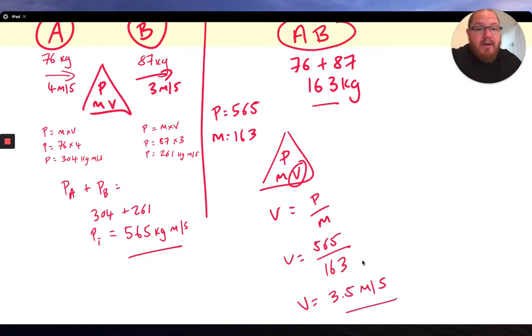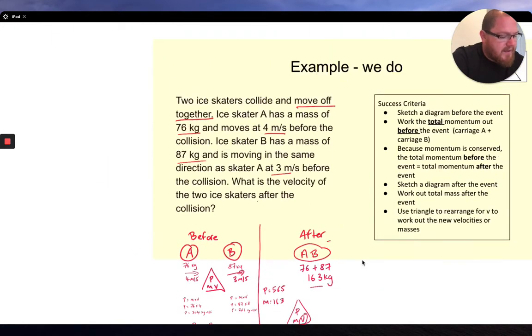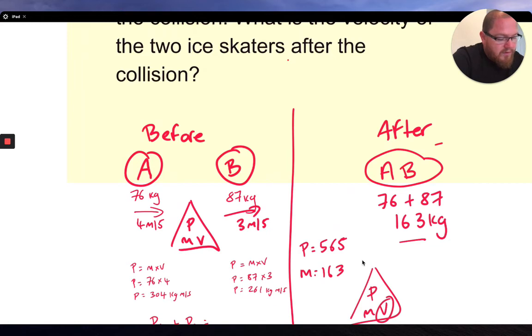Let me check that now to see if it's in between my original velocities. So 3.5, is it in between 4 and 3? Yes, it is. So I kind of know I'm in the right ballpark there, because this is a faster skater, this is a slower skater. You'd hope that his or her speed would carry this one a little bit faster. Because their masses are very similar, that velocity is going to remain sort of constant.